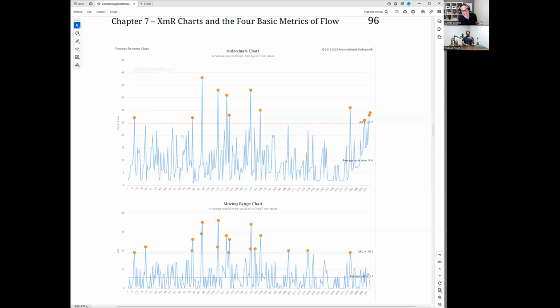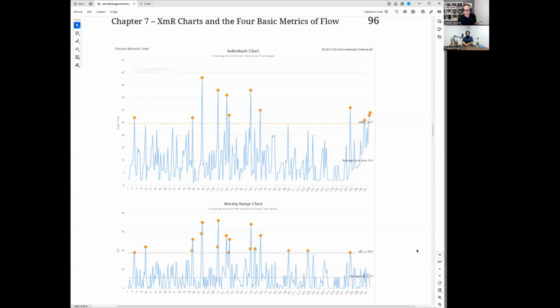Whenever you have time series data, then you can just plot that data in order as a running record with time progressing from left to right, and that's all that is here. Every point along this line is a cycle time, an item that has finished, and the cycle time. Like I said, we've plotted them here in time series order.